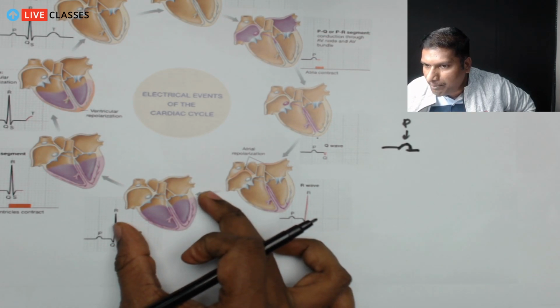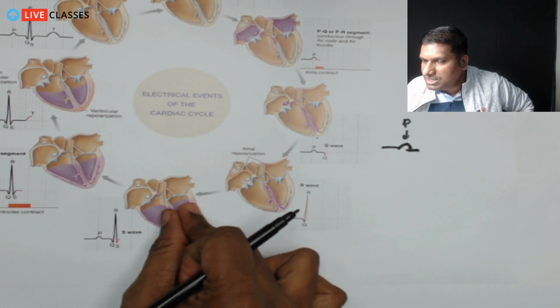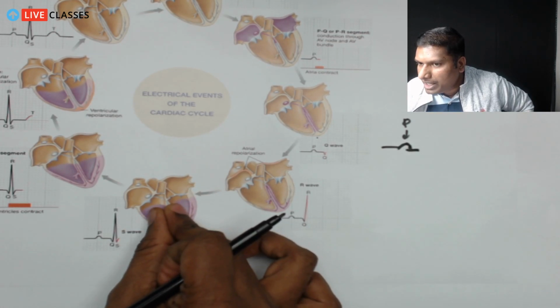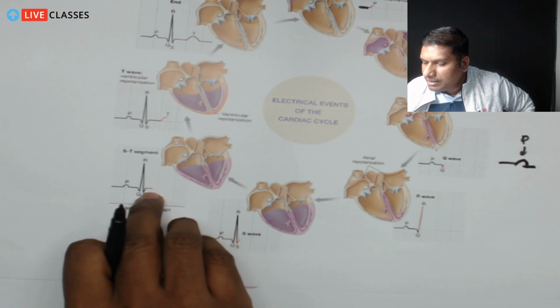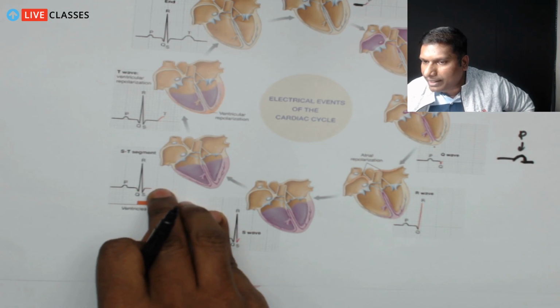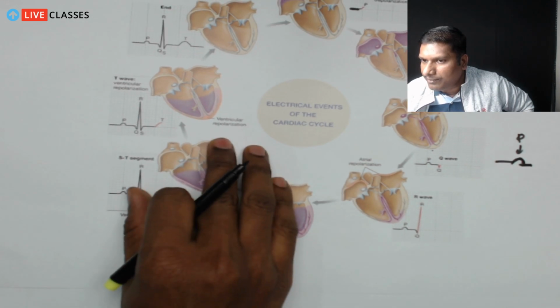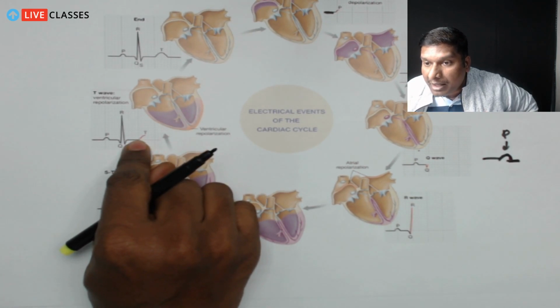So the ventricles are completely depolarized at this stage, and this stage will cause them to contract. Okay, when they contract, the signal will be gone, and you see again the graph is going down. It's flat again. And then you have ventricular repolarization.